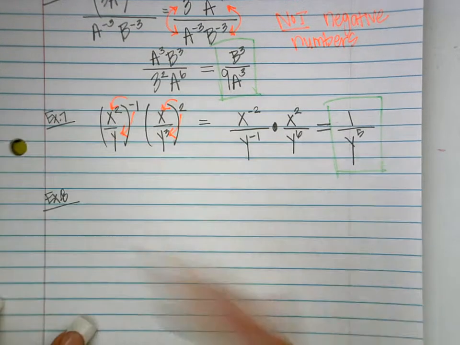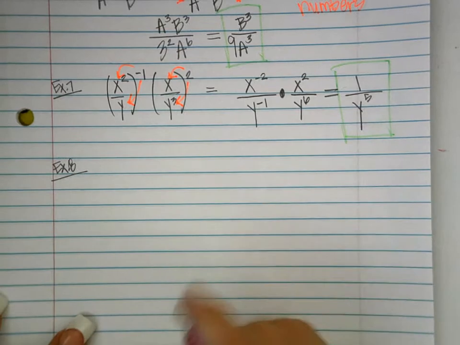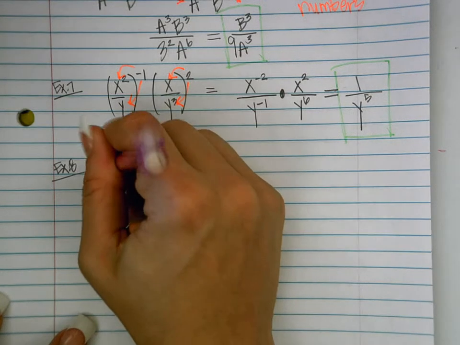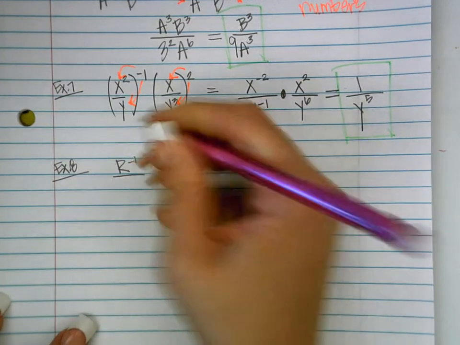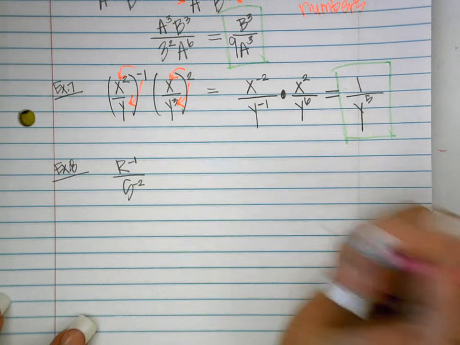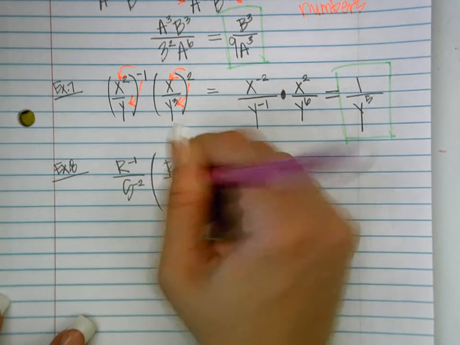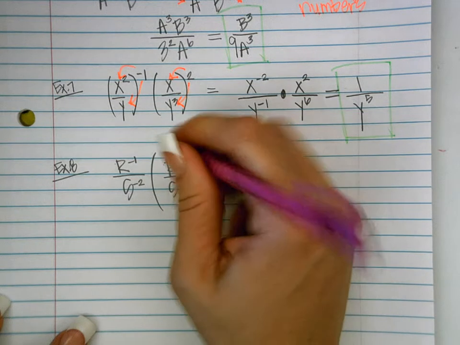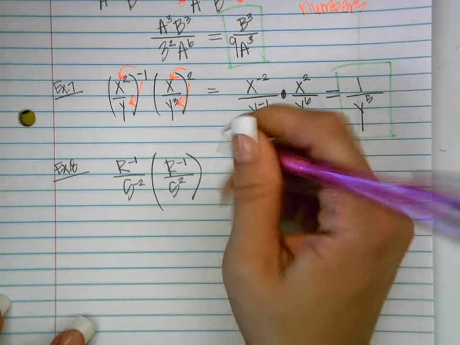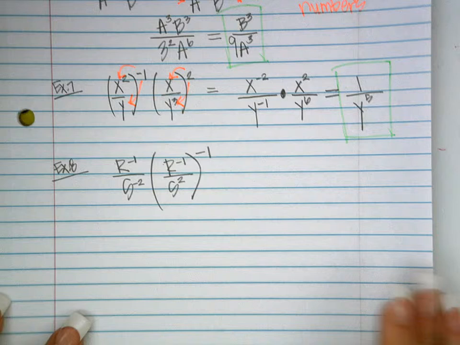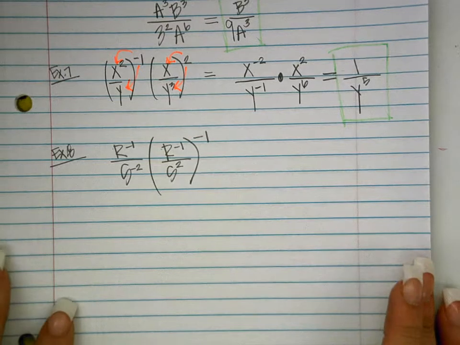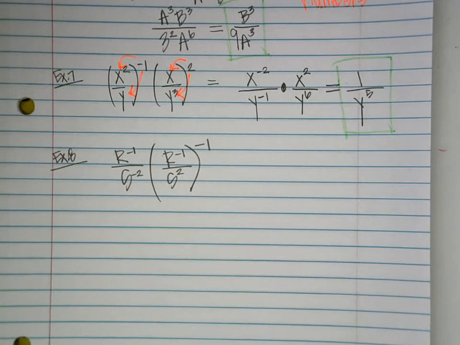Okay, last one. For number 8, I would like you to simplify r to the negative 1 over s to the negative 2, multiplied by r to the negative 1 over s squared, all raised to the negative 1 power.